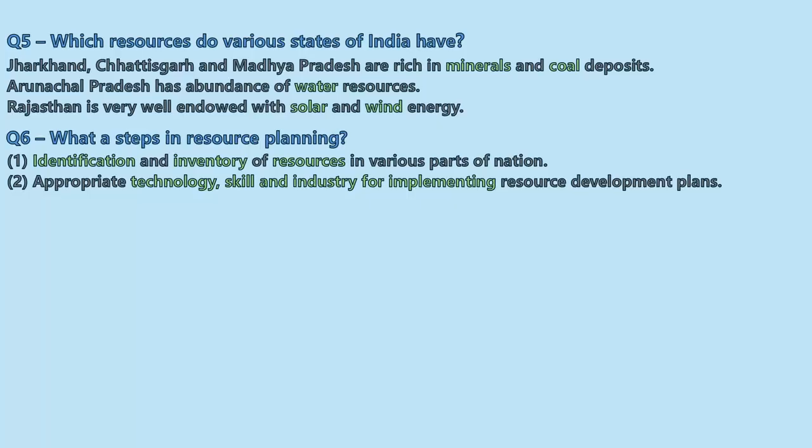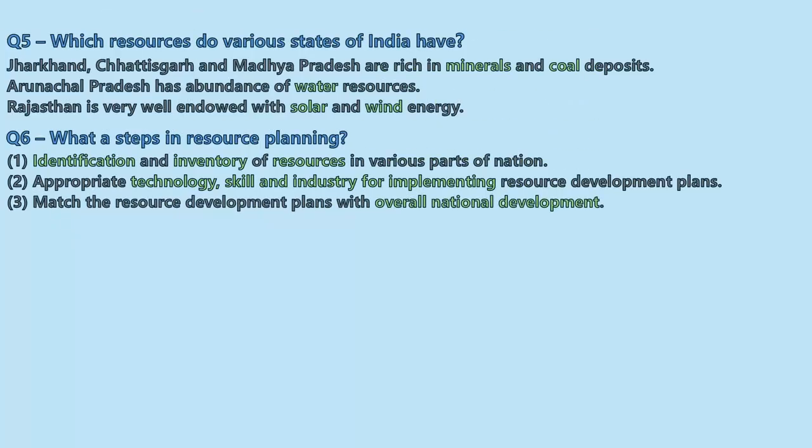So appropriate technology, skilled industry for implementing resource development plans. Okay, so we need appropriate people who have appropriate technology, appropriate skills and industries to do the resource development, and our resource development plans must match with the overall national development plan. Okay, so why are we using resources? To make people happy. Making people happy means a developed nation, isn't it? So all our resource development plans should align with the national development, which will benefit all the citizens.